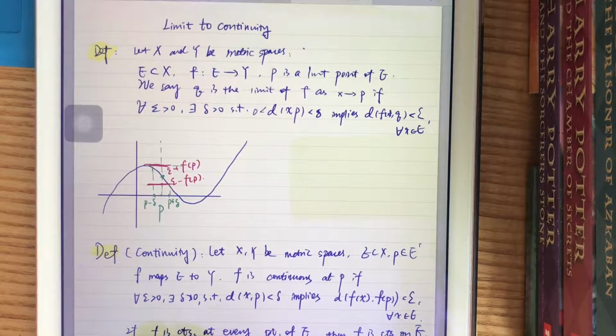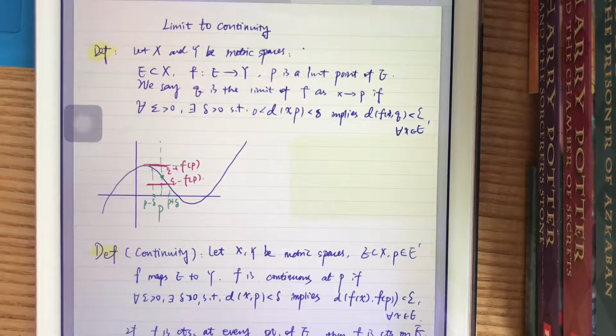so when we talk about limit to continuity, we basically put the setting on the functions, right? And for limit to convergence, we put a setting on the sequence of real numbers. Okay, so now let's get started.